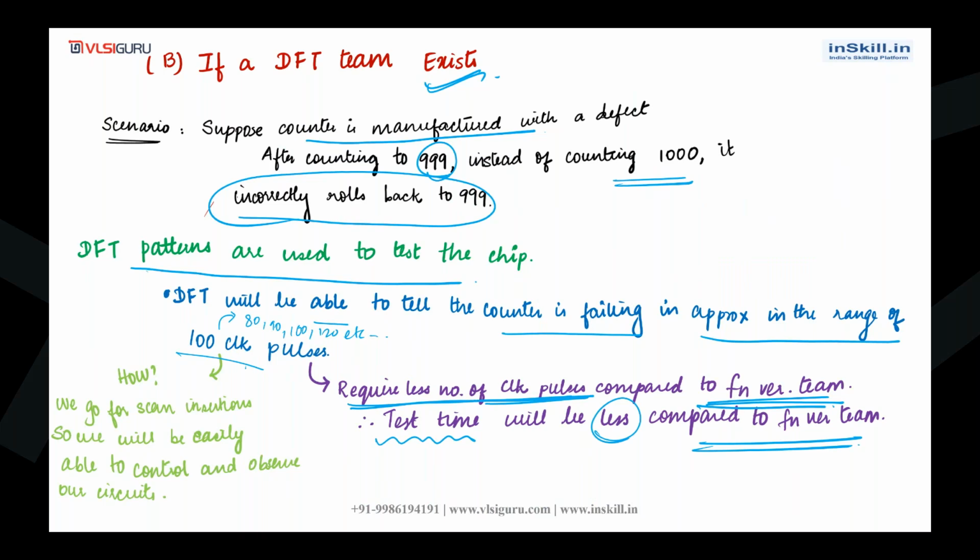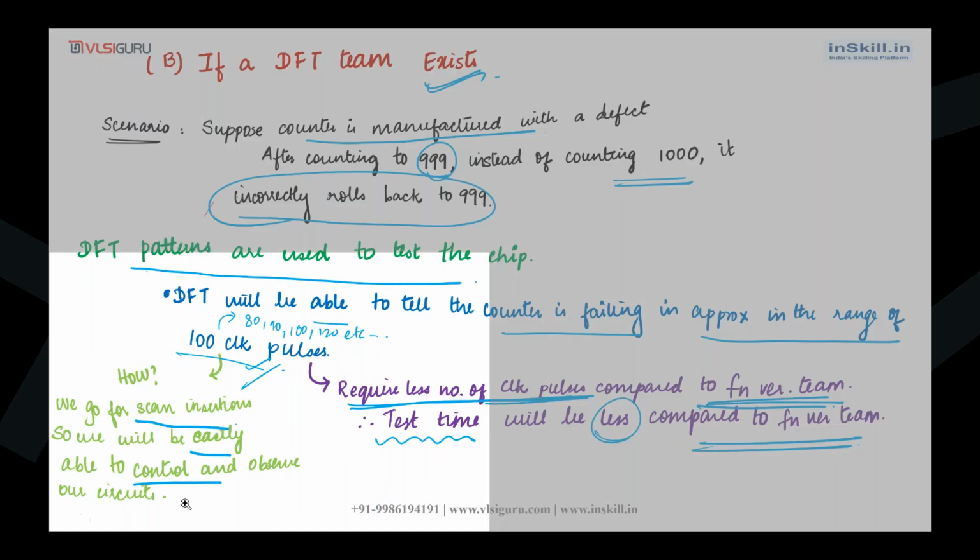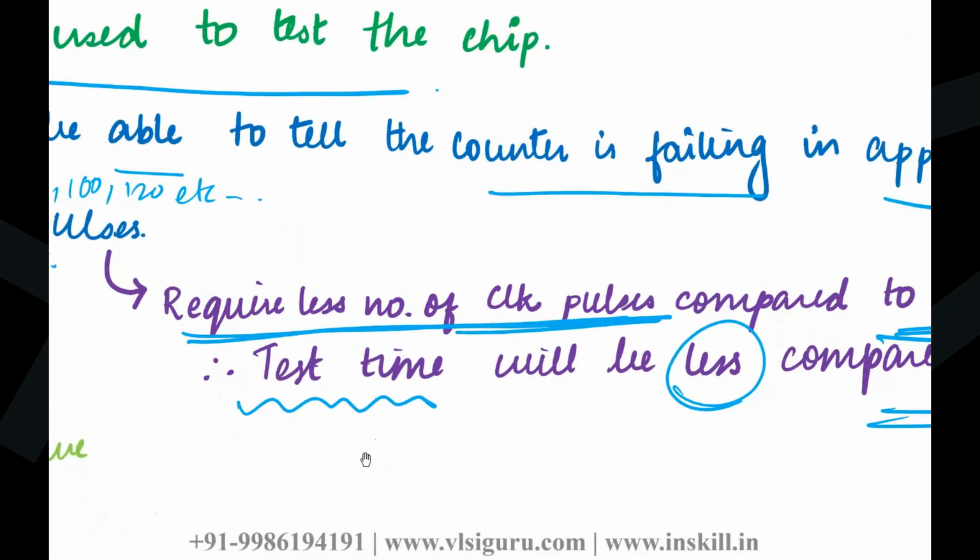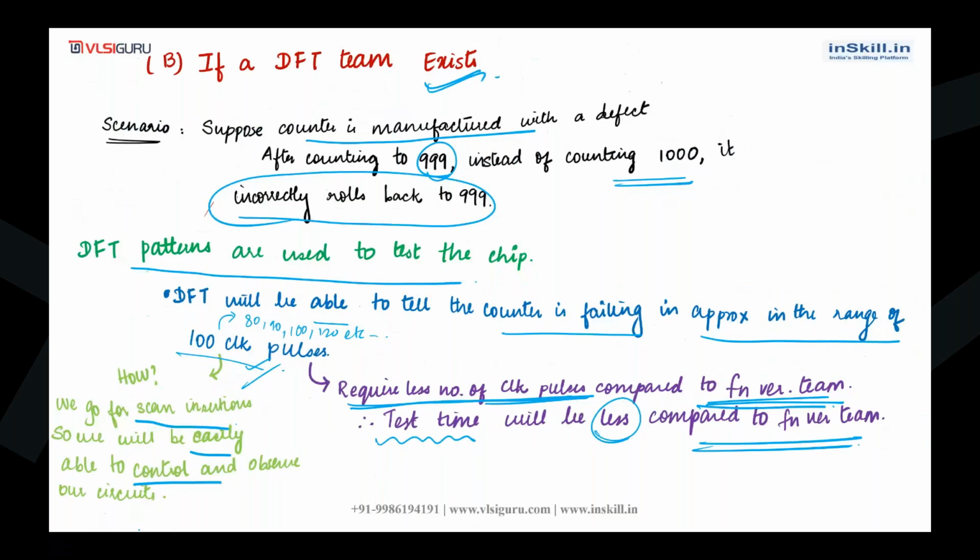And how are we able to tell that the counter is failing in approximately 100 clock pulses itself? It is because DFT engineers go for a technique called scan insertion. So we will be easily able to control and observe our circuit.